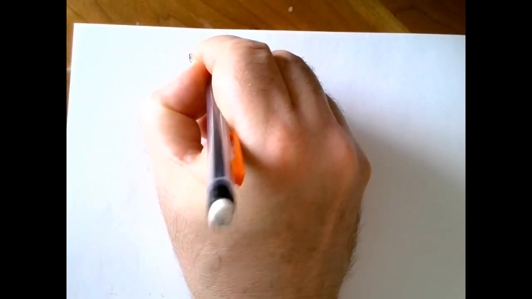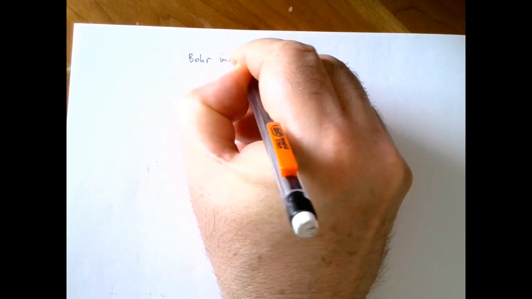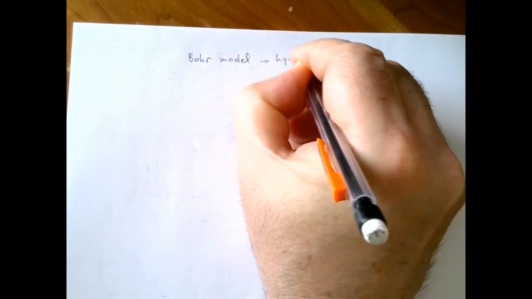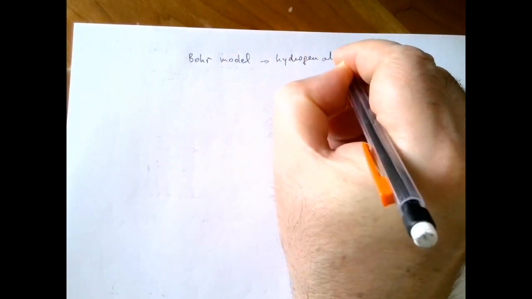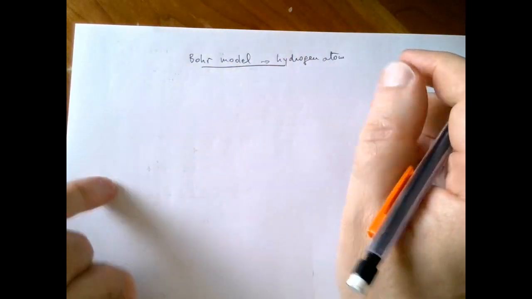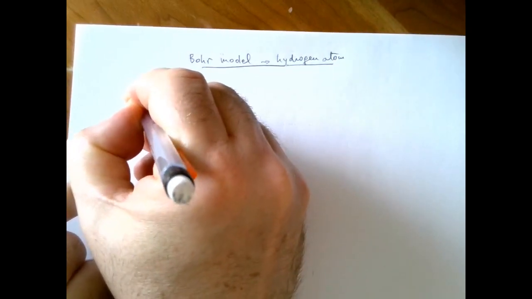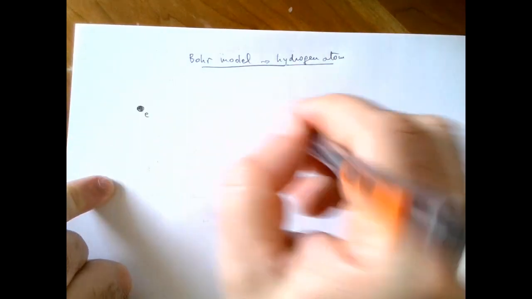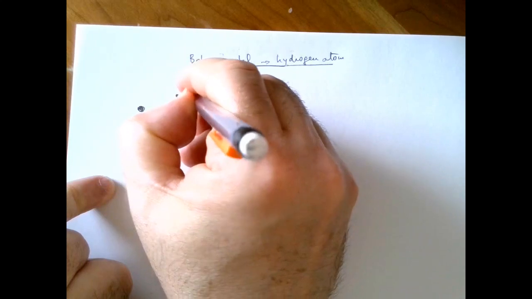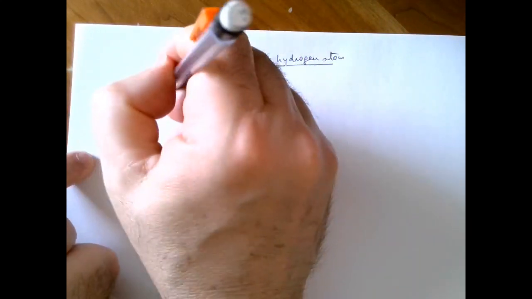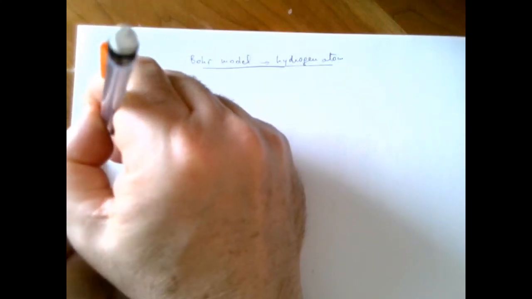The Bohr model of the hydrogen atom. Well, we know that the hydrogen atom consists of a proton of charge e and an electron of charge negative e. And in the Bohr model, this electron moves around the proton on a circle.